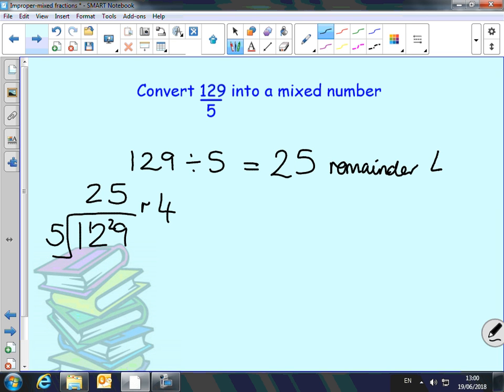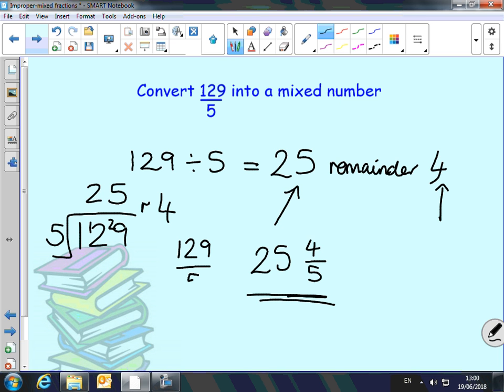And as before, we said this gives us our whole number. So that's 25. And this number here, the 4, tells us how many fifths are left over, which tells us we have 4 fifths left over. So 129 fifths is equal to 25 and 4 fifths.